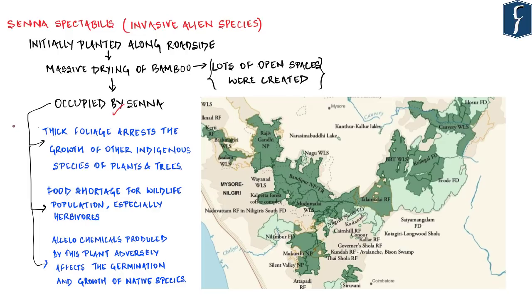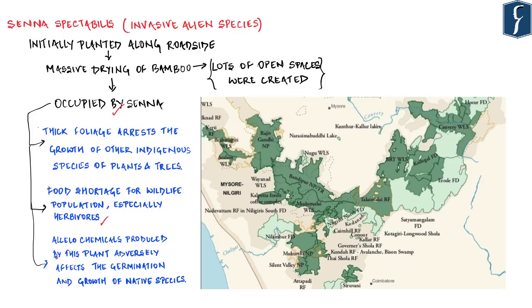Now let's talk about the impact which this particular plant is having on the biodiversity. There are three main ways in which it is doing so. The first is the thick foliage arrests the growth of other indigenous species of trees and grass. Now this causes food shortage for the wildlife population, especially the herbivores. More so because local wildlife does not feed on the leaves of this particular tree as it is not palatable for them, and hence it especially threatens the herbivores.